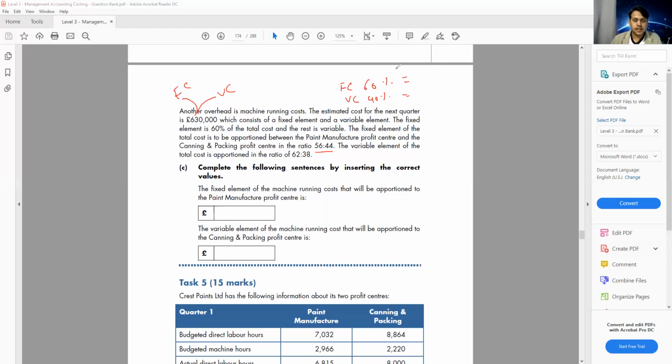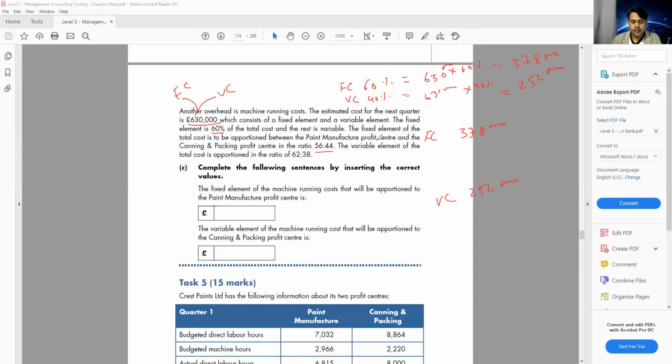So let's do the 60% of that. 630 times 60%, that is 378,000. That's my fixed. And 630 times 40%, that is 252,000. There are three more zeros here, so it's 630 times 40%. So let's write it down here. That's my fixed portion, 378,000, and the variable portion is 252,000. I have split this according to the question, which said 60-40. So I know 60% is fixed, they said already here, and 40% variable. So I already split this cost.